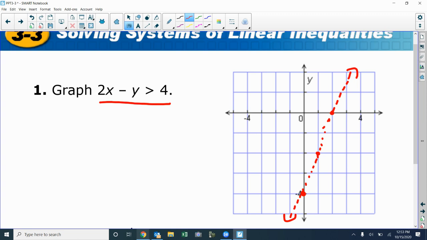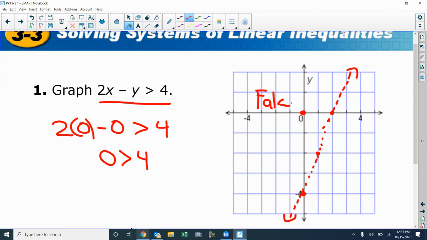Now, as always, we're looking for that true side. We can try the upper side because that's going to be easy for us, with zeros. So let's plug those in. 2 times 0 minus 0. Is that greater than 4? So really on this side, we're going to get 0. Is that greater than 4? No. So this side is the false side. And we know we're always looking to shade the true side.